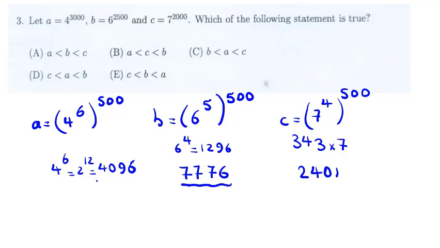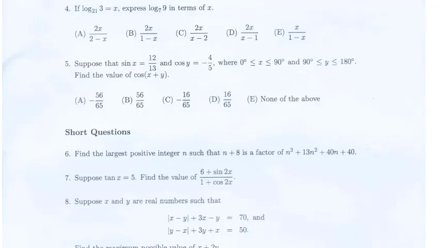So this is the greatest one. And the next one is this. And the third one is this. So B is greater than A, greater than C. So the answer is D.